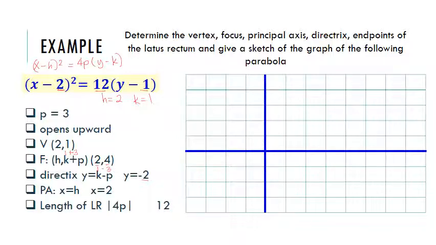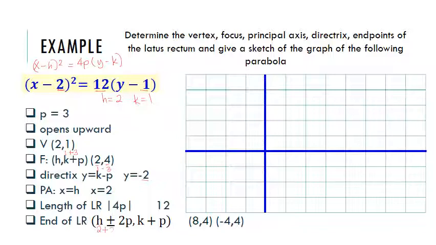Next, length of the latus rectum, ayan, 4 times p. So, 4 times 3, 12. End of latus rectum. Ayan. So, dalawa to. Doon muna tayo sa plus. Ang h natin ay, anong h natin? 2. Sorry, 2. Plus muna tayo. 2p.